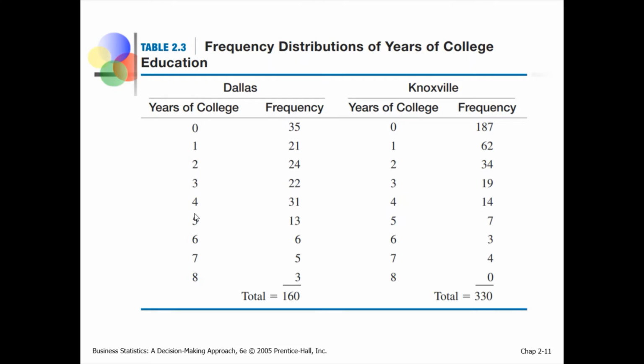So in Dallas we see that many of them have no college, 35, and then 34 completed a 4-year course. Then there are three who completed 8 years, so that means they are like PhDs.